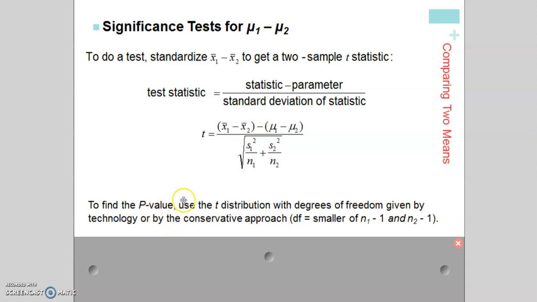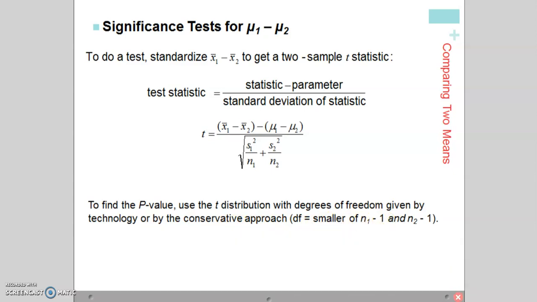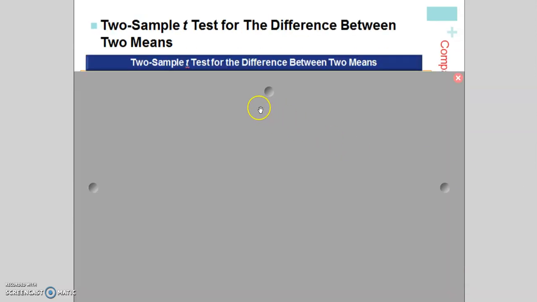Then to find the p-value, we use the t distribution with the degrees of freedom, again just like yesterday, either given by our calculator or using a conservative approach of the smaller of n1 minus 1 or n2 minus 1. So this gives us a new inference method. This is called a two-sample t-test for the difference between two means.